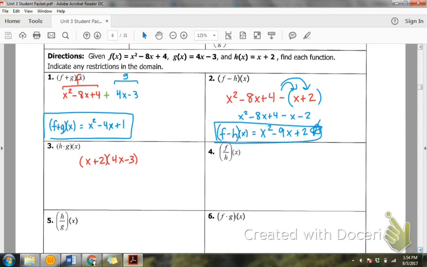Yep, and now how do you multiply this? You're going to FOIL it or multiply it whichever way you like to think about it.